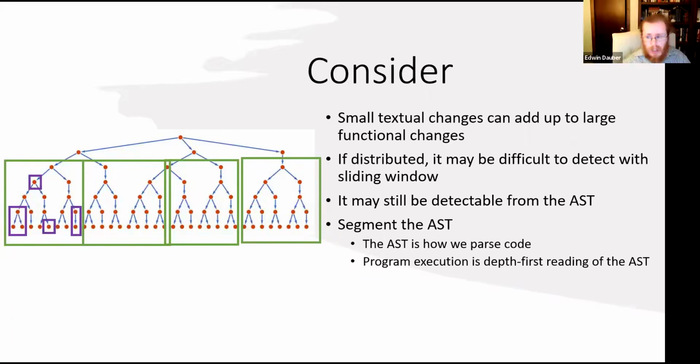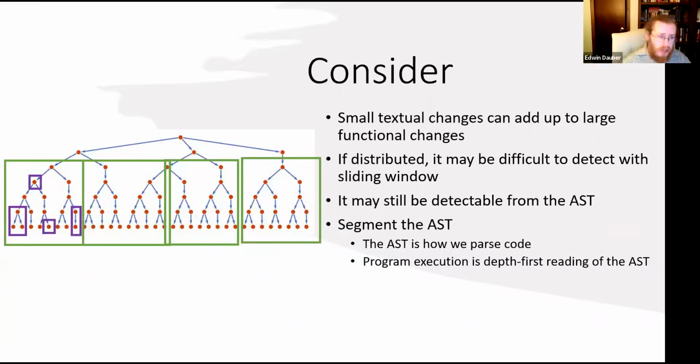For anyone who needs a refresher, the abstract syntax tree is how we parse code. Program execution is a depth-first reading of the abstract syntax tree. Individual nodes in the tree may be individual tokens from the code. They may be compound elements of code. The details are more complex than time will allow us to discuss.